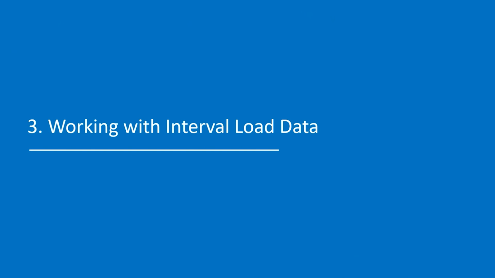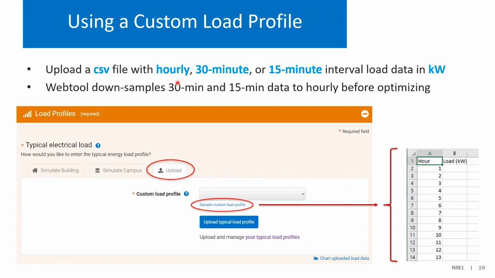So in terms of working with interval data, now we're getting to the space where the site is able to get hourly profiles from meter readings. REopt here would then allow you to upload a custom load profile through this tab. This is just taking in a CSV with either hourly, 30-minute or 15-minute loads in kW, so power values in kilowatts. To facilitate this process, you're able to download a sample Excel file to see how these loads should be uploaded.